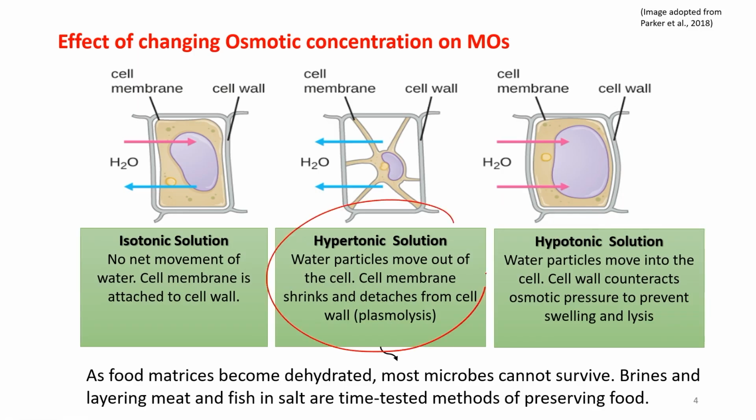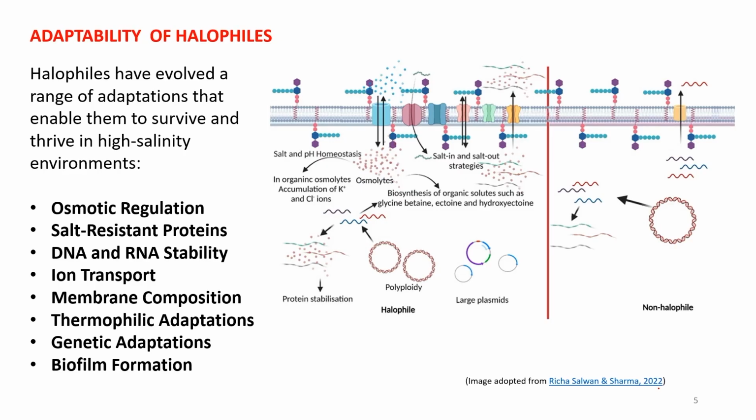In the hypertonic solution, water particles move out of the cell and the membrane shrinks. As you can see, the cell membrane is shrunken and detaches from the cell wall. So, this is called plasmolysis. As food matrices become dehydrated, most microbes cannot survive. Brines and layering meat and fish in salt are time tested methods for preserving food due to these reasons.